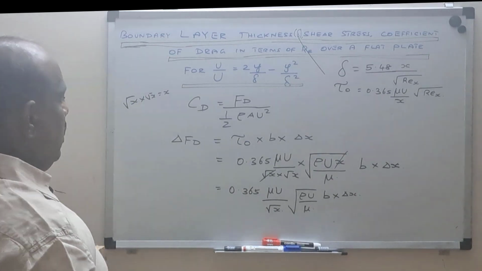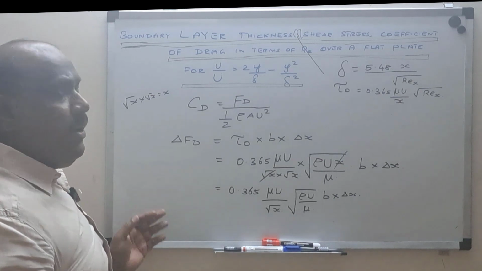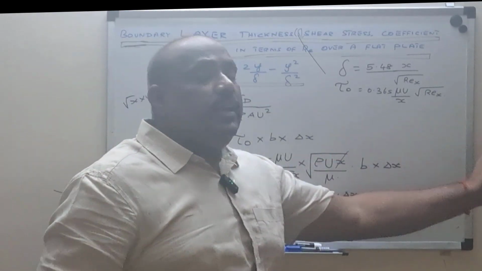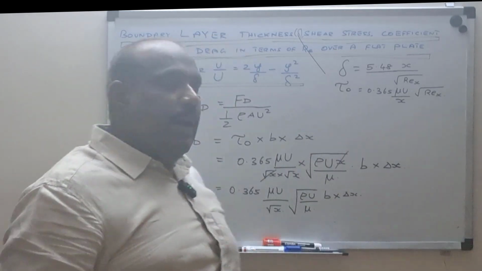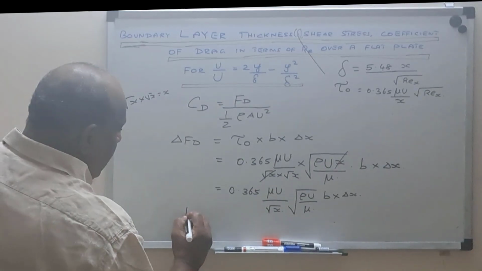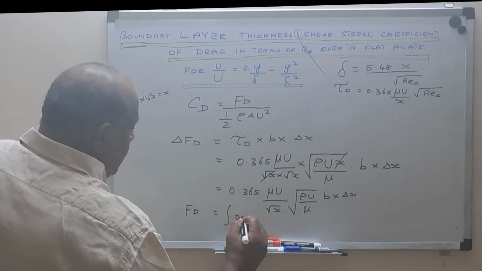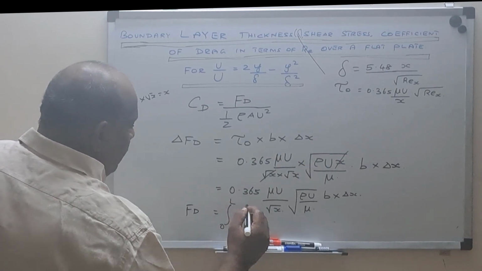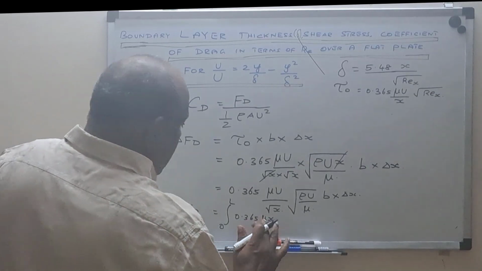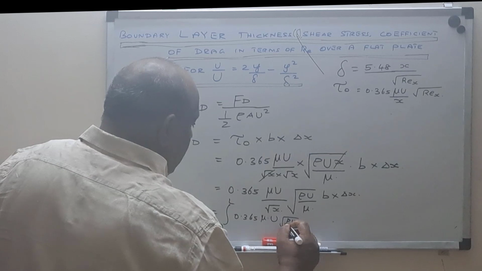Okay, so now I don't want the drag force only for the elemental length. I want the drag force for the entire length. So we want to integrate from the limits 0 to capital L. So from delta FD, I want FD. So what I will do? It will be the integral of the same value, with limits 0 to L, 0.365 mu, capital U, let it be rho u by mu.